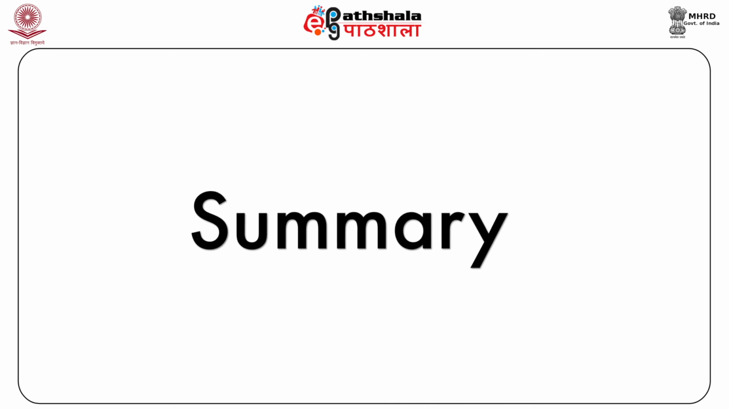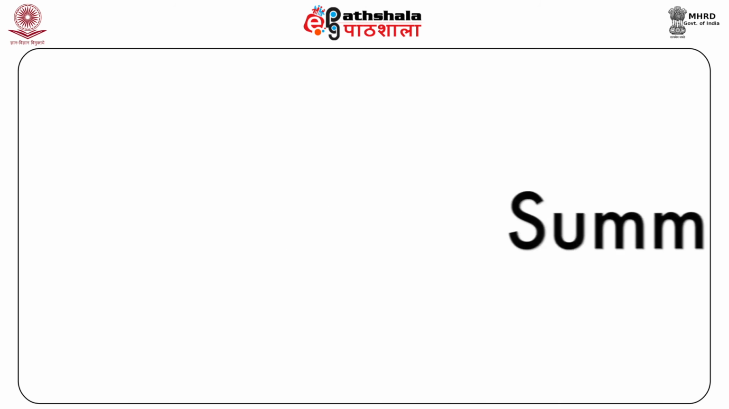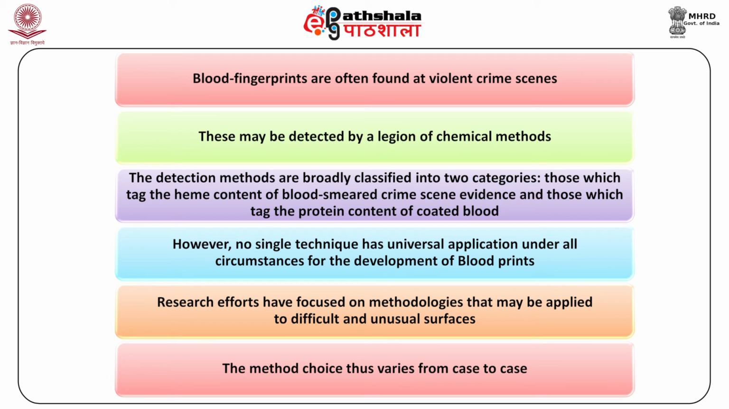Dear students, now let us summarize this chapter. So, in this chapter, we have learned that blood fingerprints are often found at violent crime scenes. These may be detected by a legion of chemical methods. The detection methods are broadly classified into two categories: those which tag the heme content of blood smeared crime scene evidence and those which tag the protein content of coated blood.